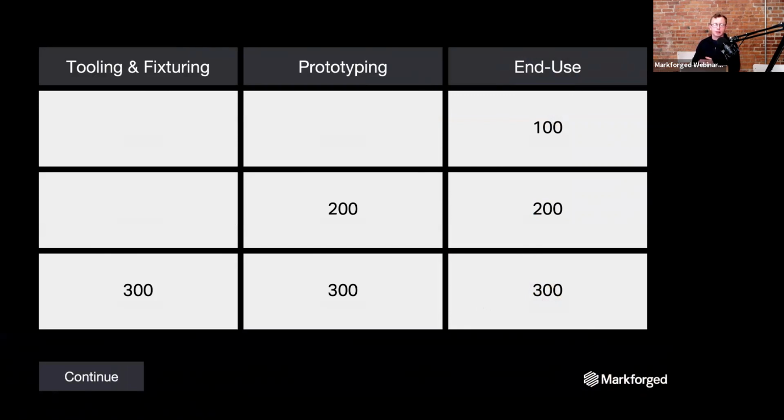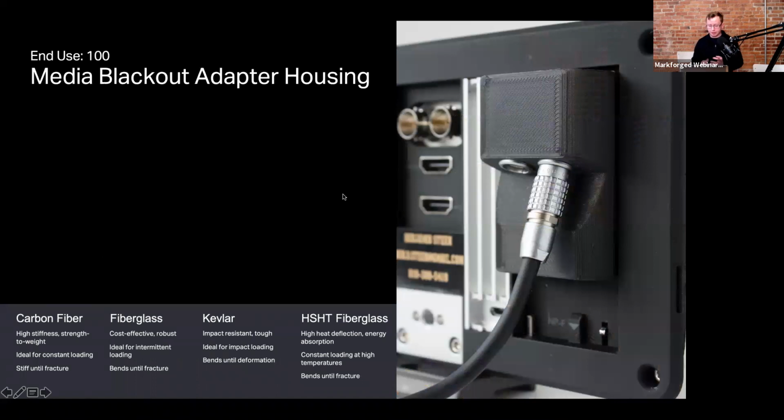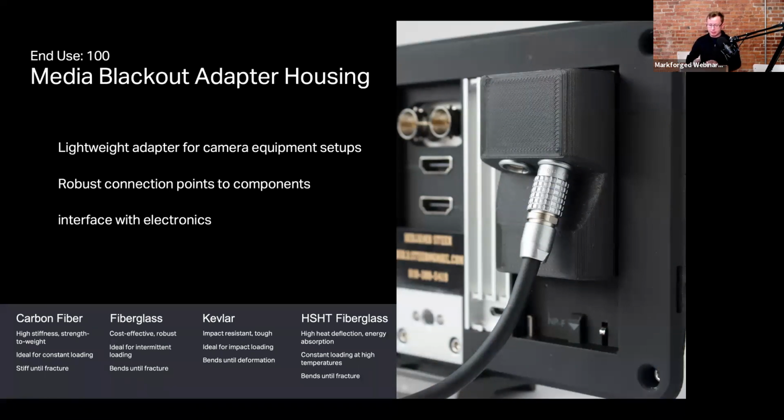All right, so the first one that came in was end use 100. This is a customer called Media Blackout. What they do is they make specialized custom equipment for media companies. So this part that you see pictured here is a lightweight adapter for camera equipment setups. It basically serves as a robust connection point to convert one type of connector to another on their screen.